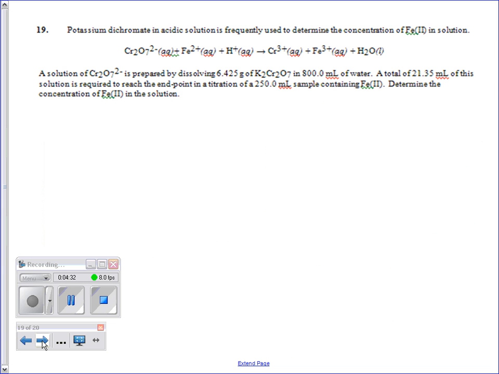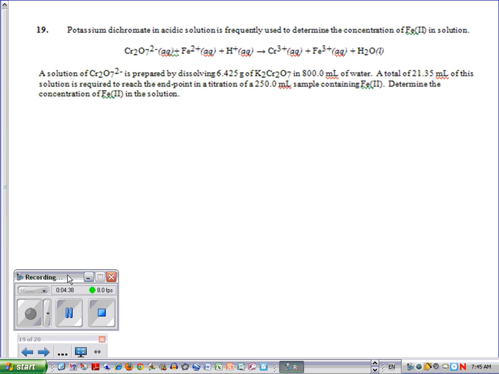All right, let's work this last problem. This last problem is a little long, but it's really nothing that you already haven't done. And so I'm going to read it first. Potassium dichromate in an acidic solution is frequently used to determine the concentration of Fe3 in solution.